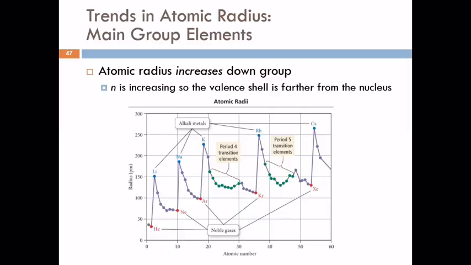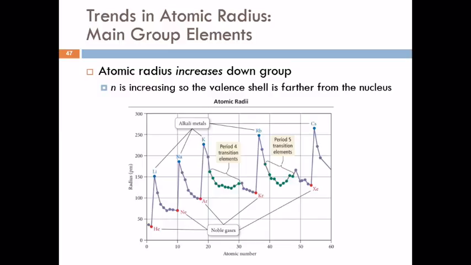So now we can get to the trend. There are two trends: one going down a group and one going across a period. This is a graph of atomic radius in picometers as a function of atomic number. As we go across in this graph, the atoms are getting larger in terms of numbers of protons, but we see that their atomic size goes up and comes down and goes up and comes down. If we look at the peaks here, lithium, sodium, potassium, rubidium, cesium, these are the alkali metals. They're all in group 1A, right?